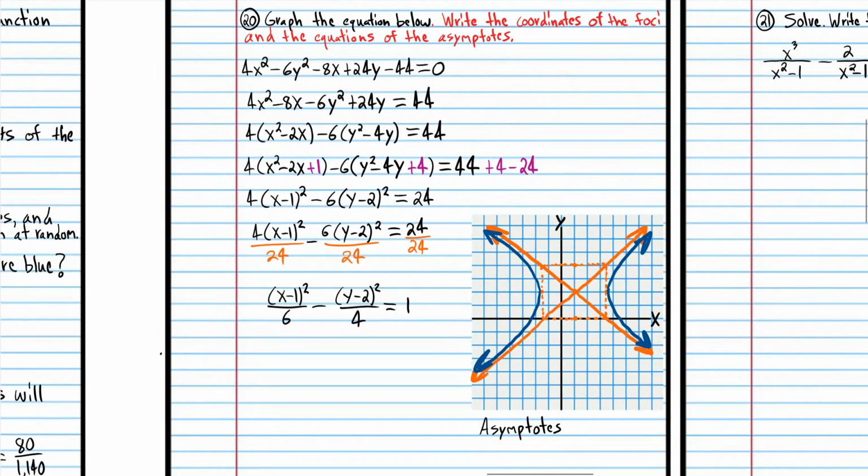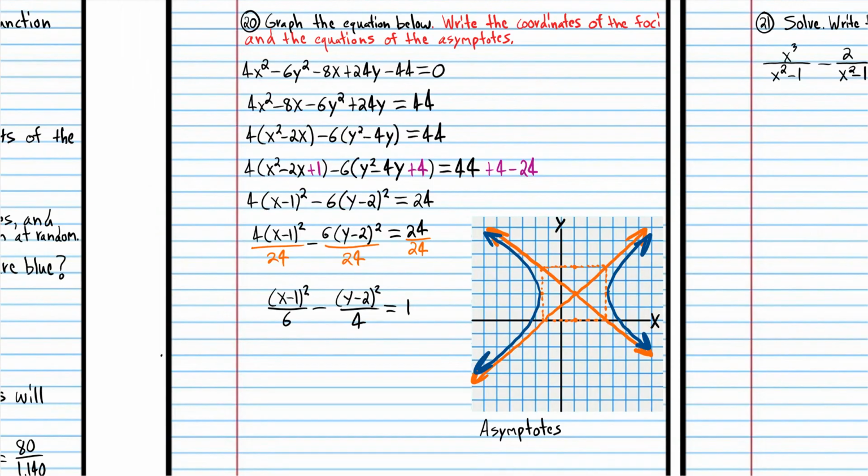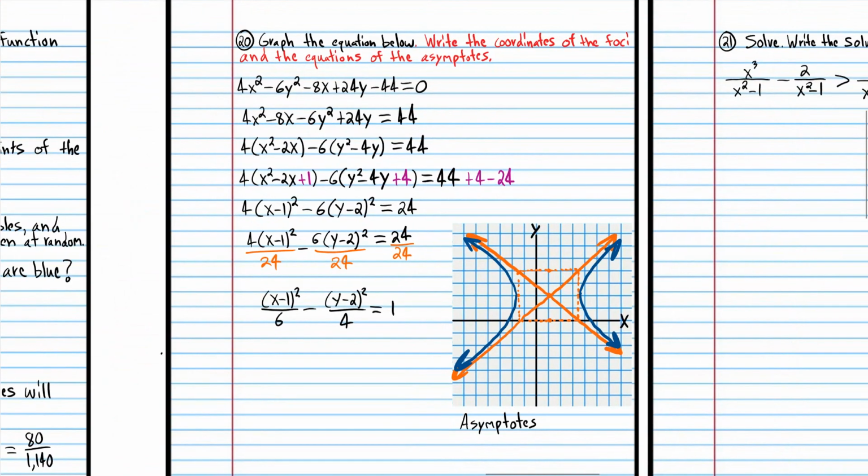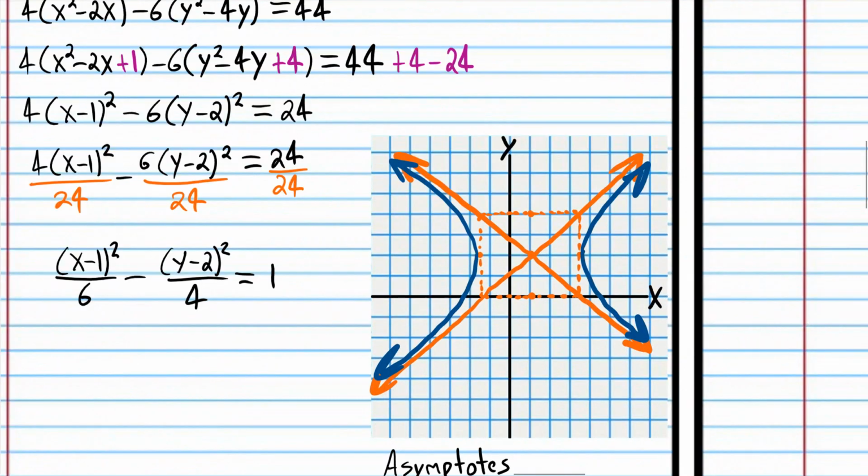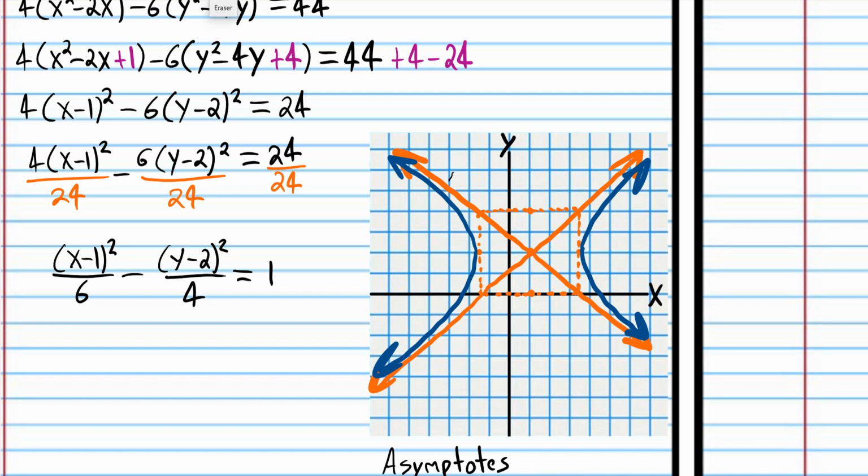Okay, so now we have our graph, so that part is done. And now that I think about it, we really should be drawing these asymptote lines with dotted lines. I should have done dotted lines. Sorry about that. Because the asymptotes are not part of our graph, we really should stick to dotted lines.